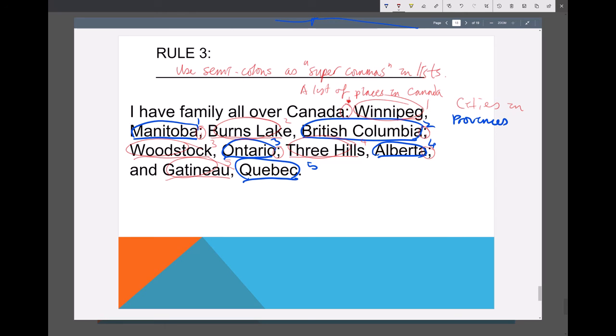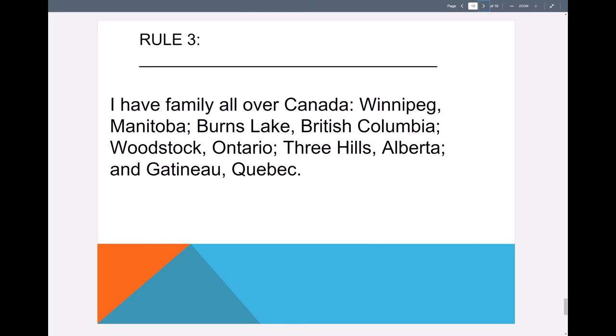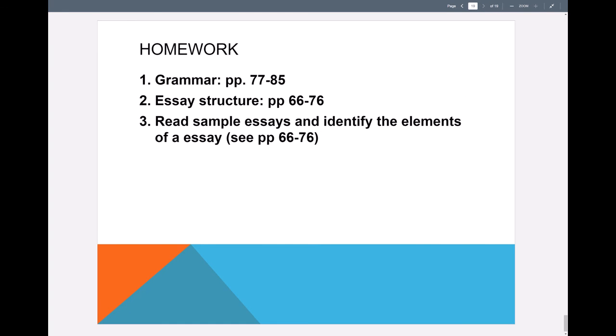Stay tuned for another presentation which would explain this a bit more, but this is rule 3. If you are listing a bunch of sources with authors in them, or you're listing terms and concepts in your research article, you might end up using this rule, semicolons as super commas in lists. So that's it for our short lecture today, and your homework is as follows.